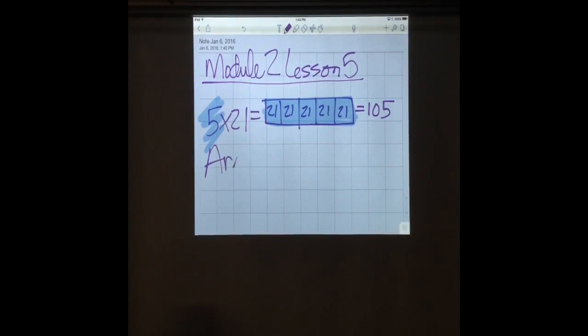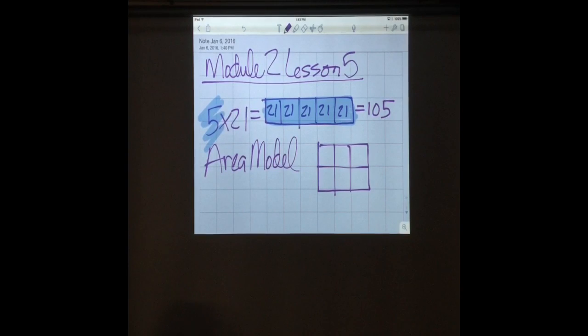So let's talk about the area model. I'm going to make it real simple at first, okay? Normally we have what is called length and width. That means the length is the tall way and the width is the wide way. Does everybody understand that? Yes. Excellent. Let's move forward.